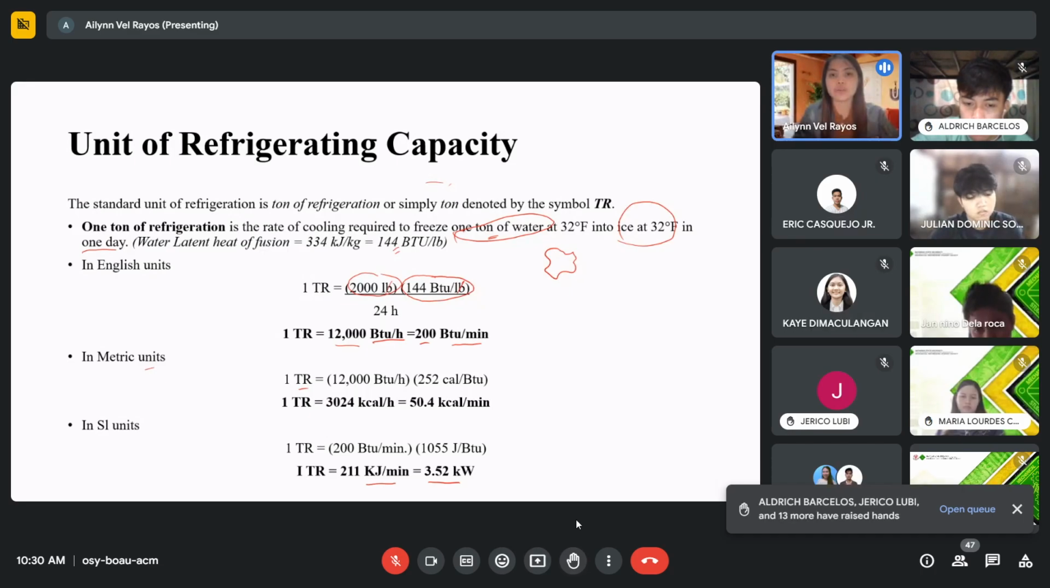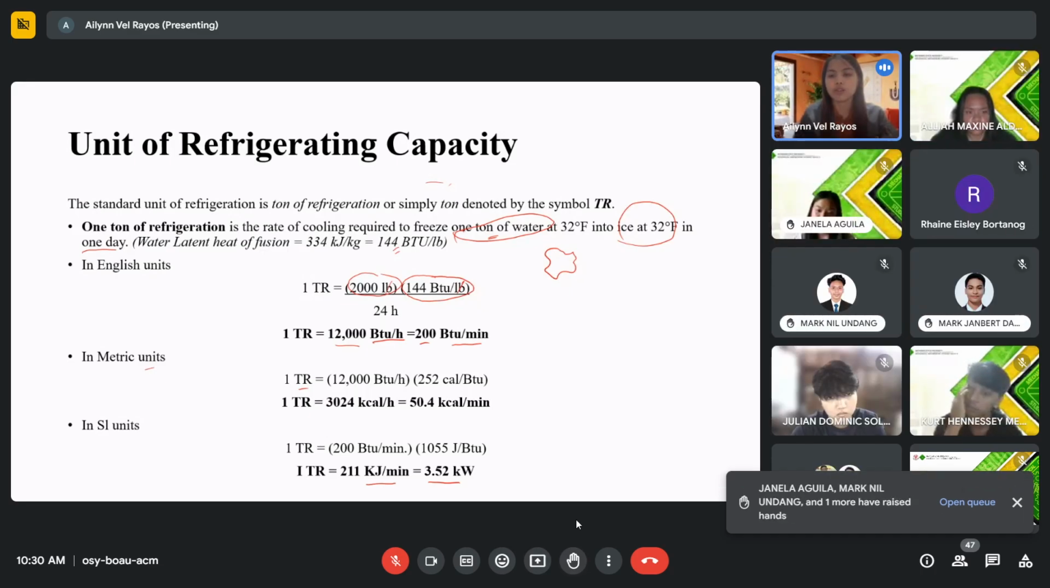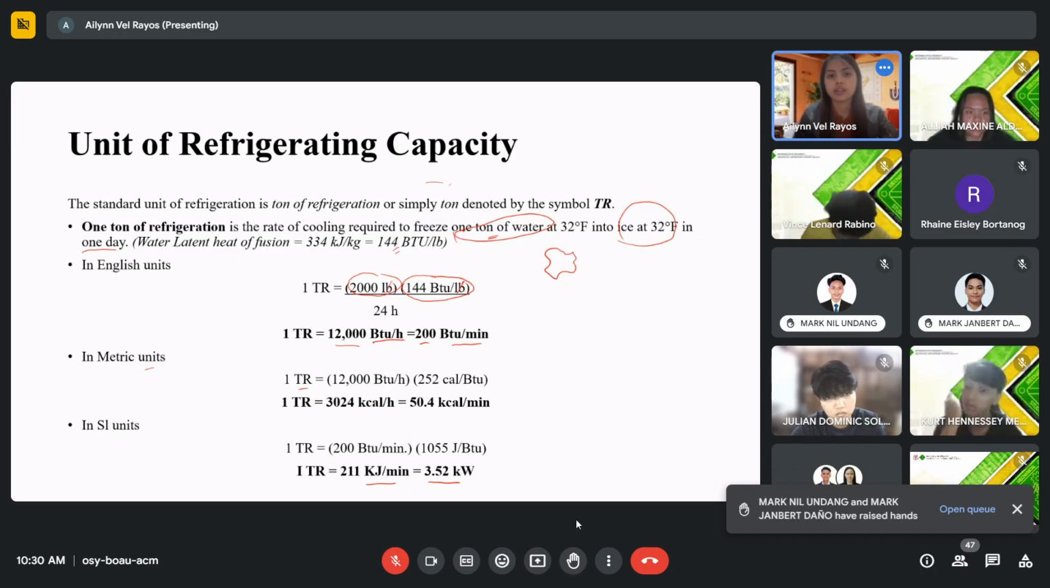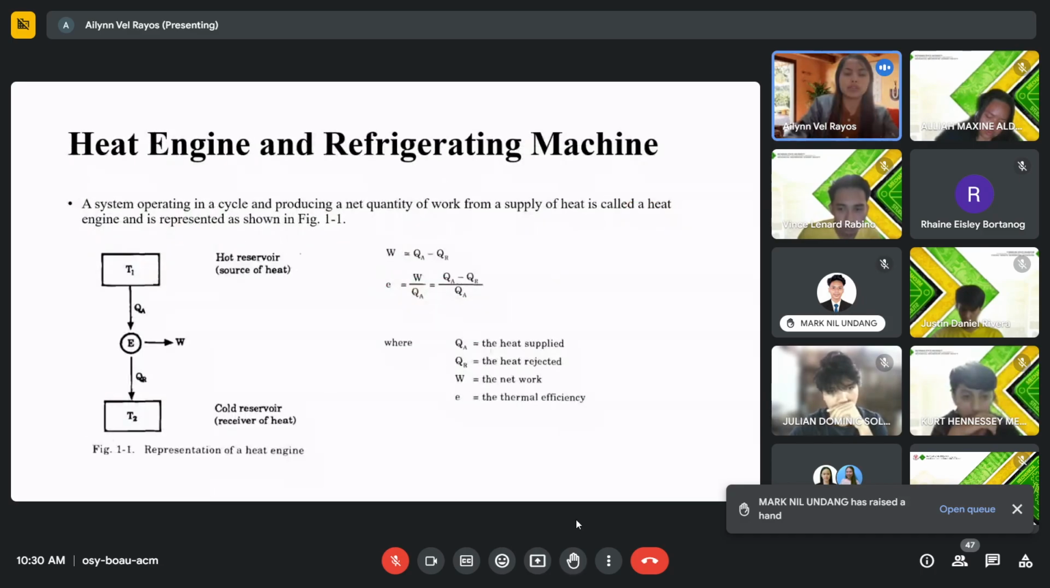Okay, so that is the unit of refrigerating capacity. So if you see ton of refrigeration, or refrigerating capacity, it means that is our QA, or the heat added in the evaporator. Clear ba tayo doon? So now, let us move on to our discussion of heat engine and refrigerating machine.